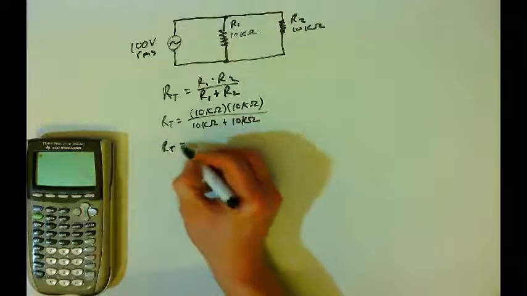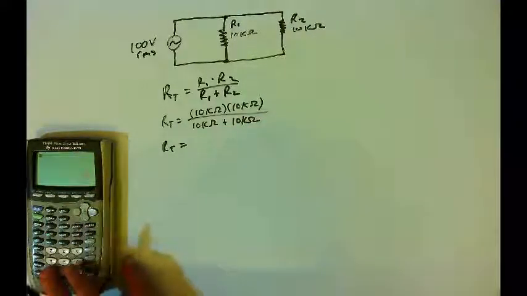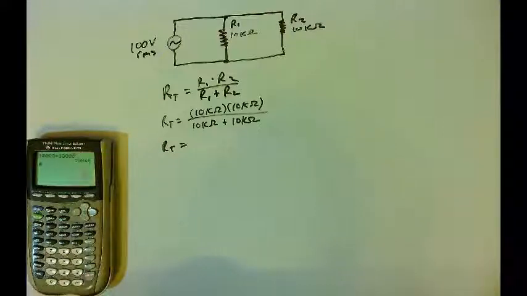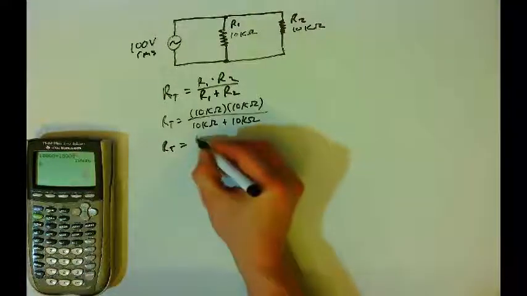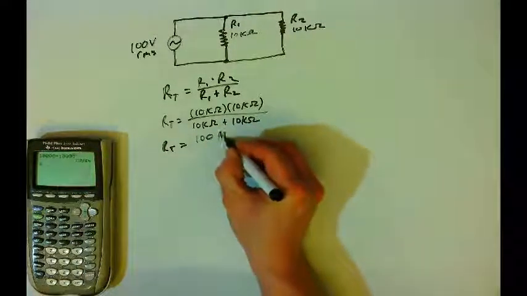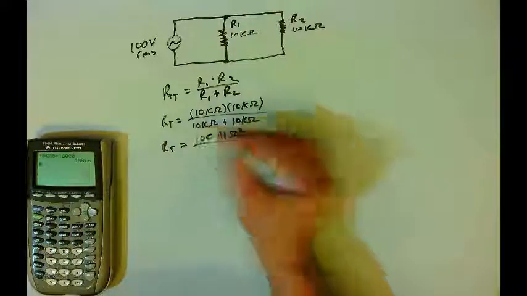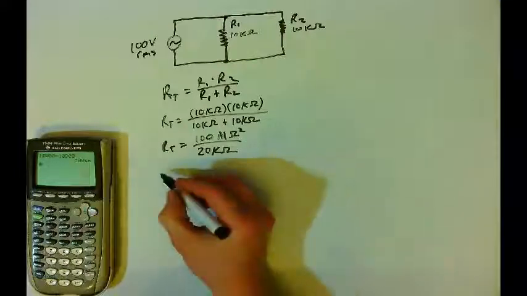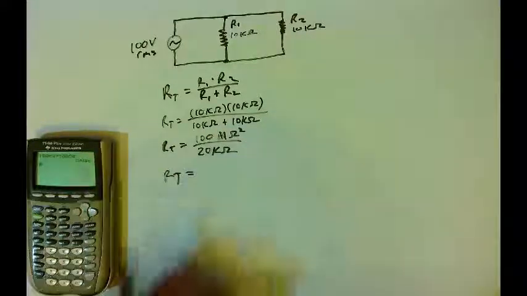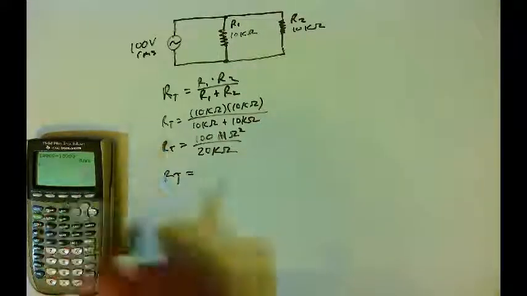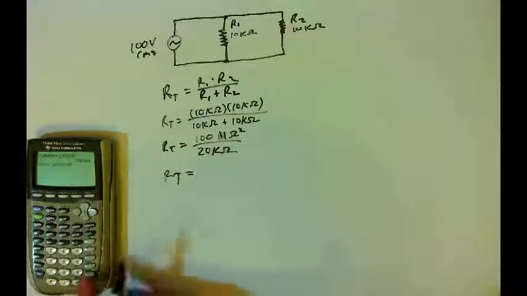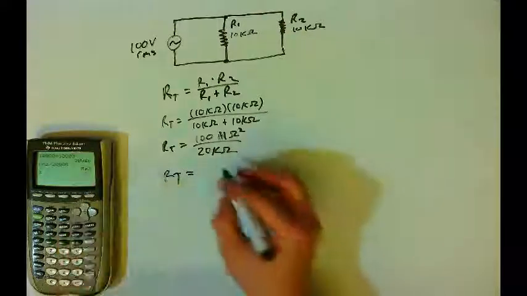And so the total resistance was, I'll type it in so we can see, 10 kilo times 10 kilo, which is going to be 100 mega ohms squared. 10 kilo plus 10 kilo is 20 kilo. Spare you the calculator on that one. The total resistance then will be this 100 mega ohms squared divided by 20 kilo ohms. Total resistance is 5 kilo ohms.